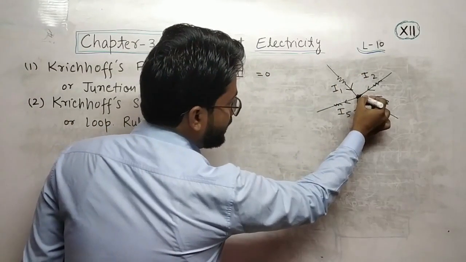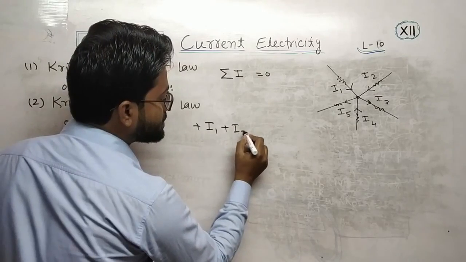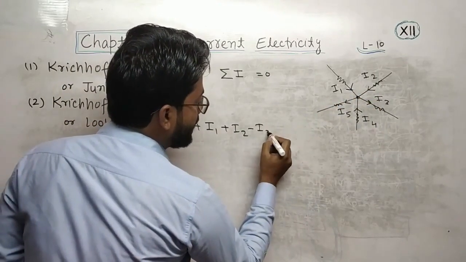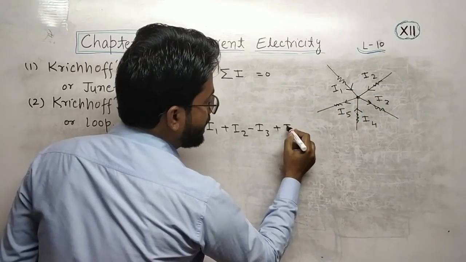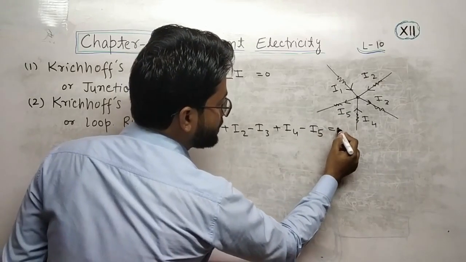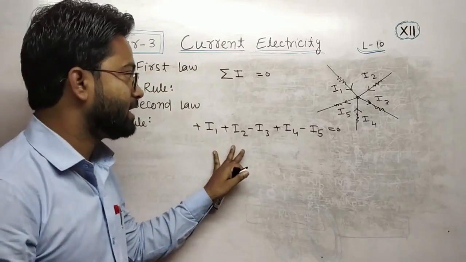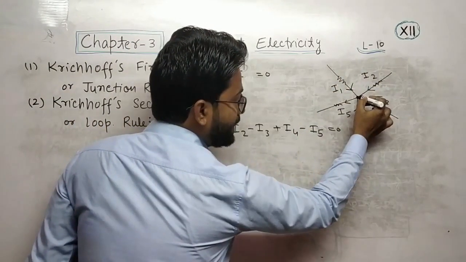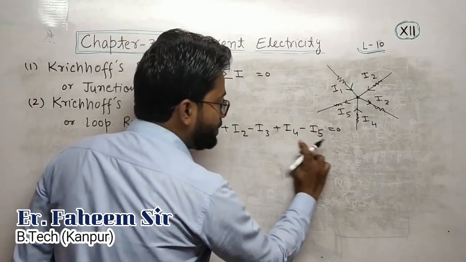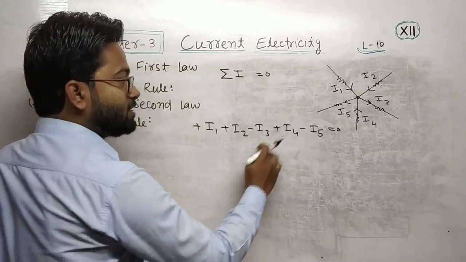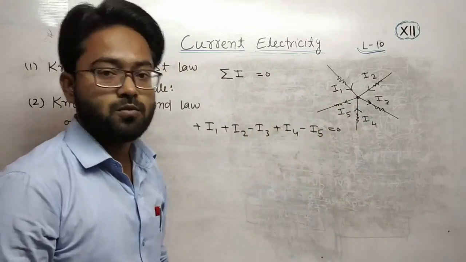Or in other words, we can write this example as plus I1 plus I2 minus I3 plus I4 minus I5 is equal to 0. Once again, Kirchhoff's law says that the algebraic sum of all the currents meeting at a junction is equal to 0.